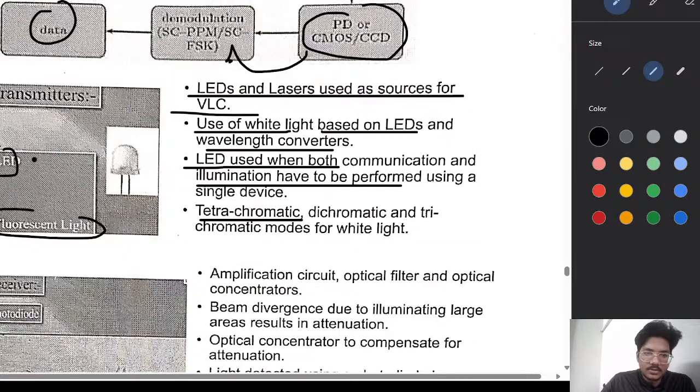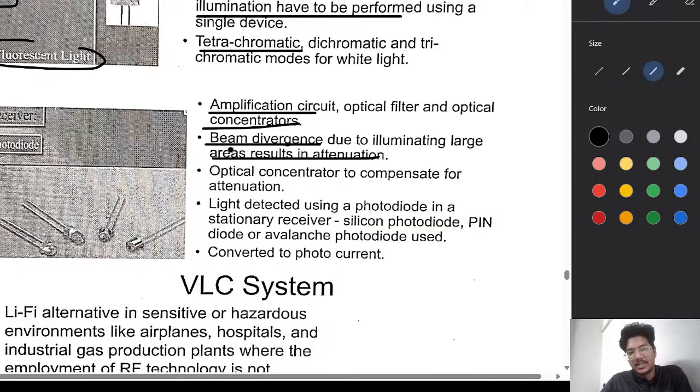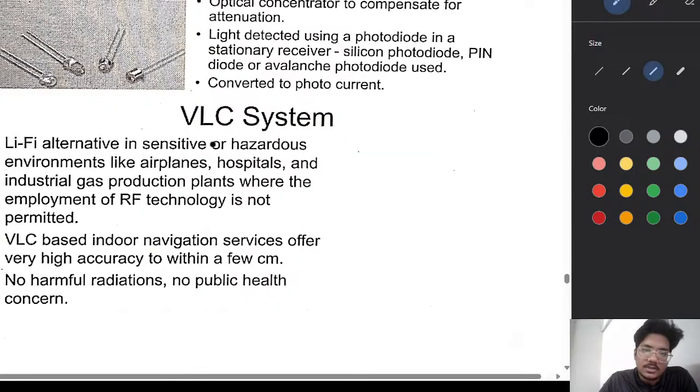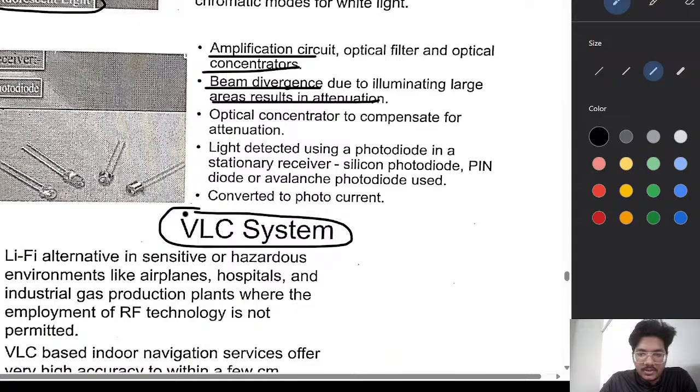There are the communicator, amplification circuit, optical filter, and optical concentrator. Beam divergence due to the illuminating range area results in attenuation. These are just simple definition or theory based questions.